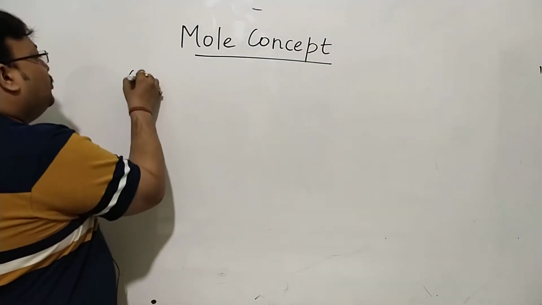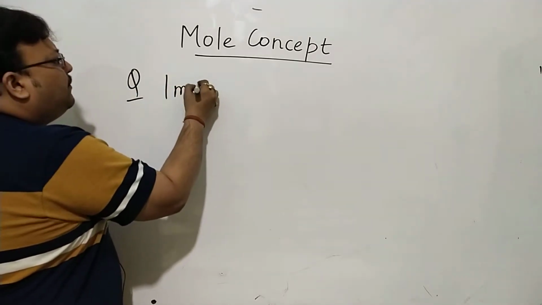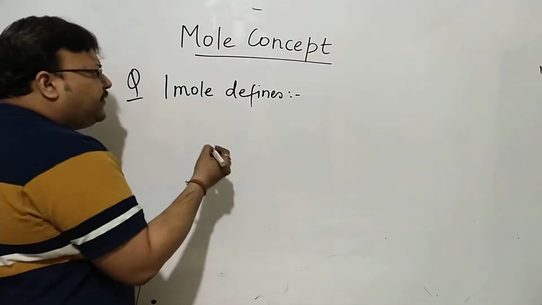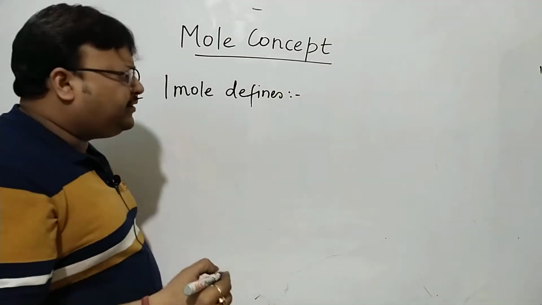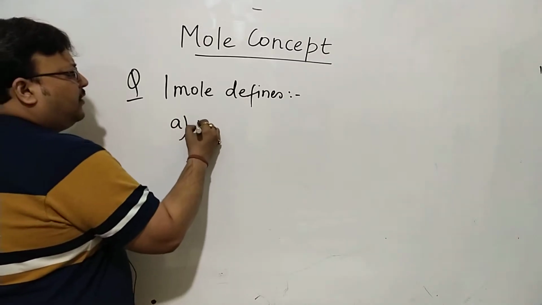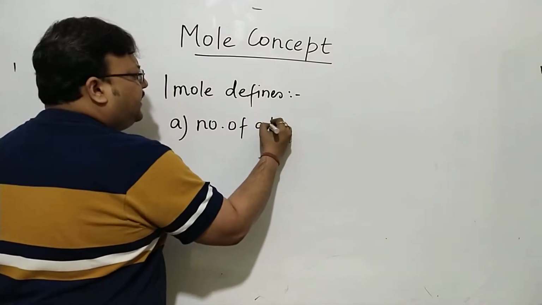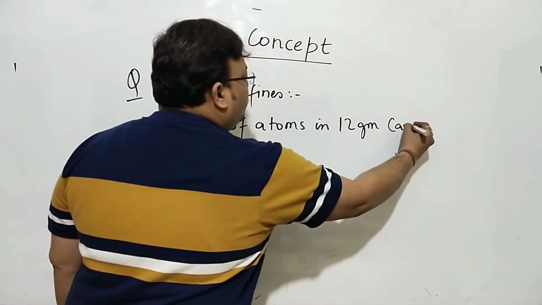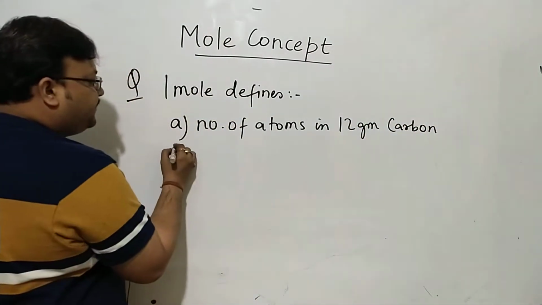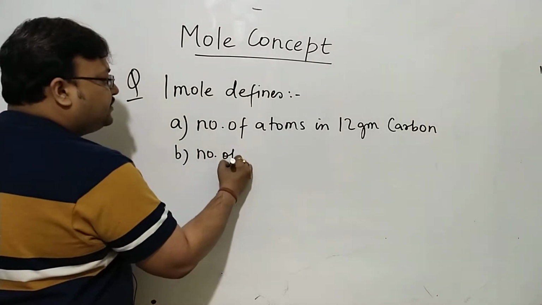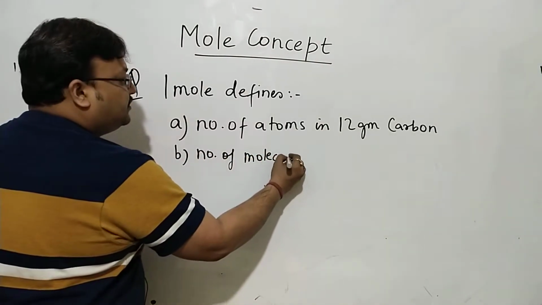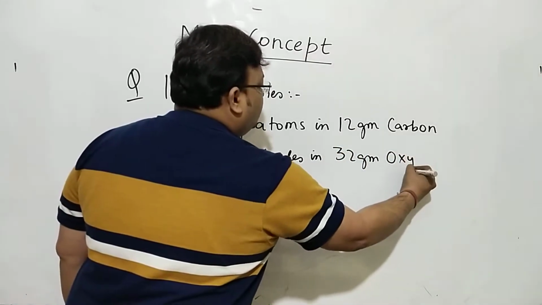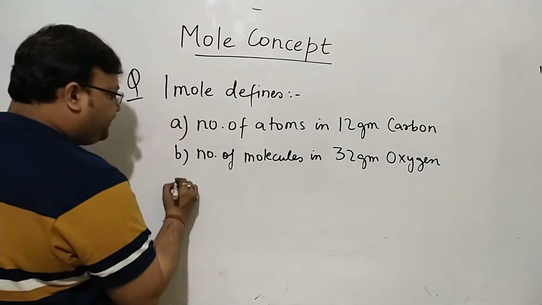Suppose I ask you a question like, one mole defines, and the way in the MCQ paper you have options A, B, C, D. The various options are: number of atoms in 12 gram carbon, where you are told the atomic weight of carbon is 12; number of molecules in 32 gram oxygen, where again you are told the molecular weight of oxygen is 32.